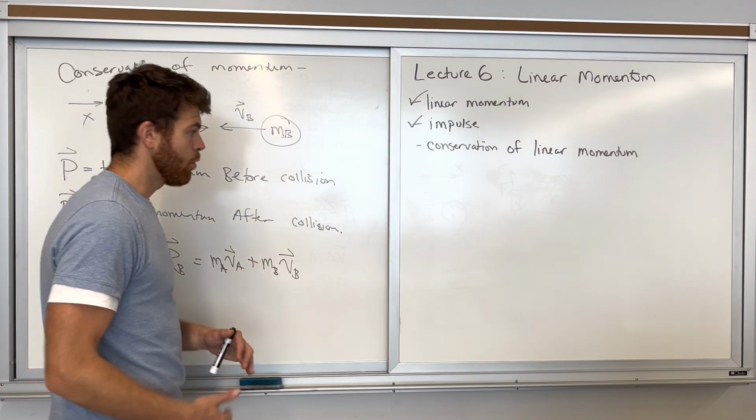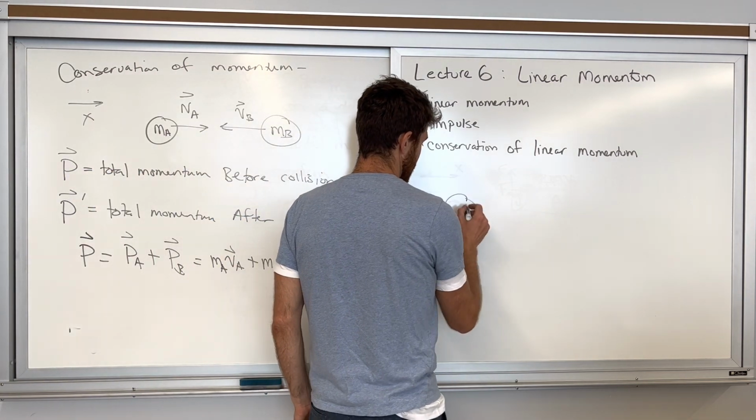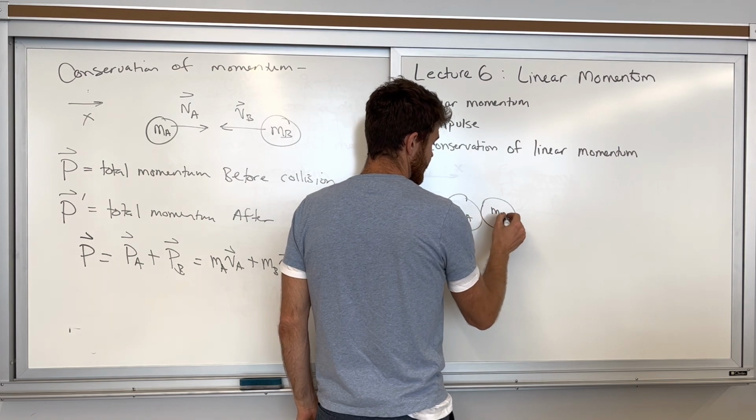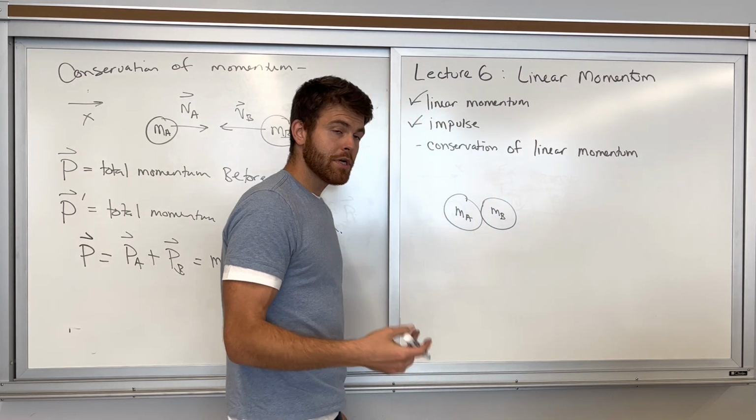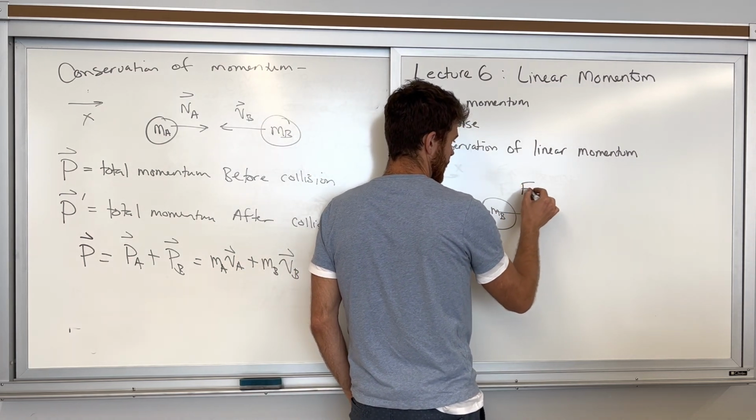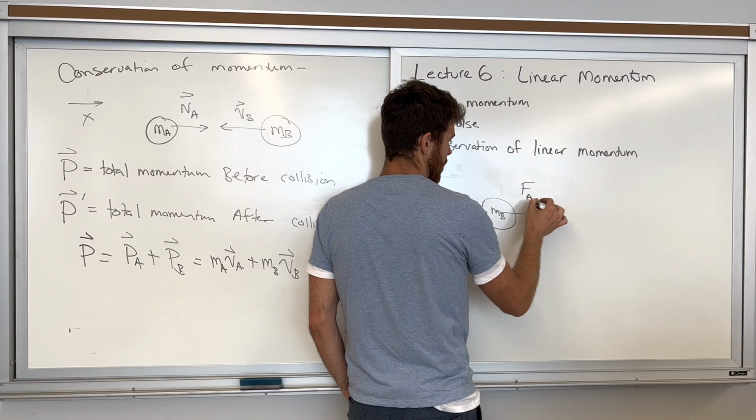Now they collide. What happens? Whenever they collide, they're in contact with each other for some period of time. And while in contact, ball A exerts a force on ball B. This is the force of ball A on B.